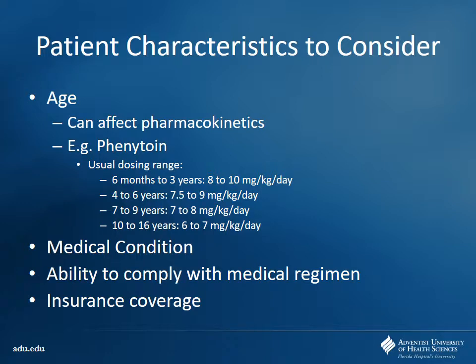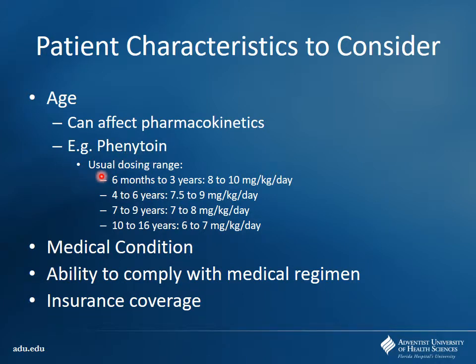So some characteristics to consider about your patient. Age can be really, really important for some of these drugs. They can affect the pharmacokinetics, as you'll see in one of the prescription writing questions we have if you go back and look at that. For example, phenytoin is a very common antiarrhythmic, less common nowadays, but it used to be kind of one of the mainstays of therapy here.